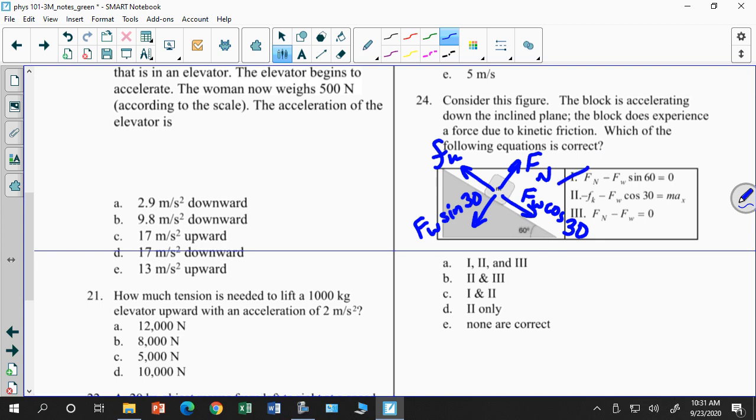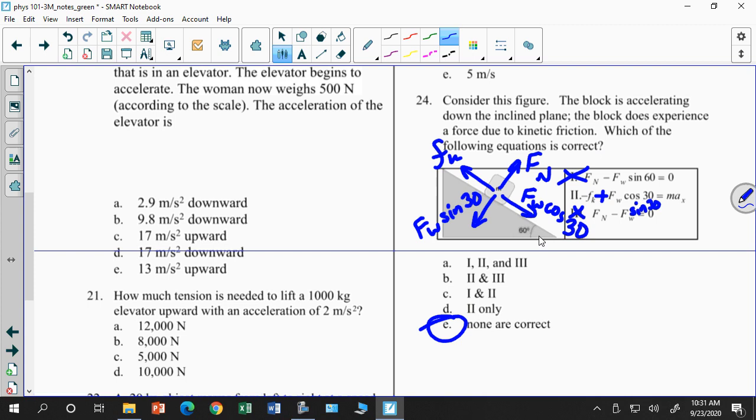All right, number 1 is not correct because it should be Fn minus Fw sine of 30. Number 2 is not correct either because it should be minus Fk plus Fw cosine 30 equals max. And then number 3 is not correct either because it should be Fn minus Fw sine of 30 equals 0. So in this case, none of these are correct.